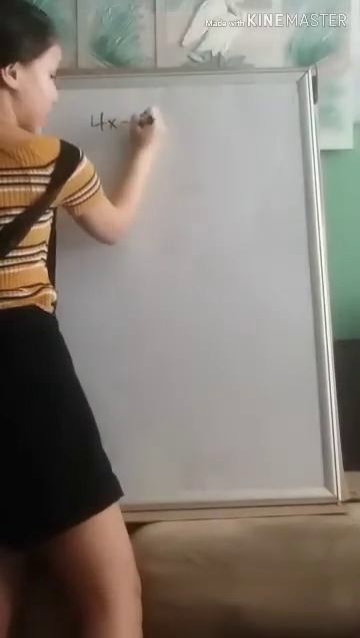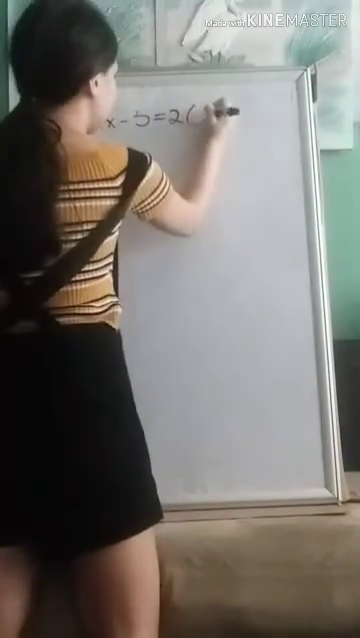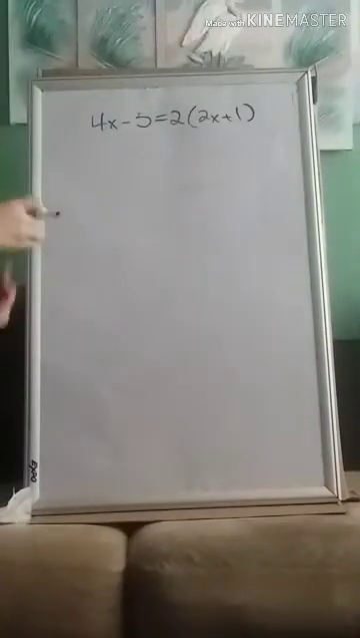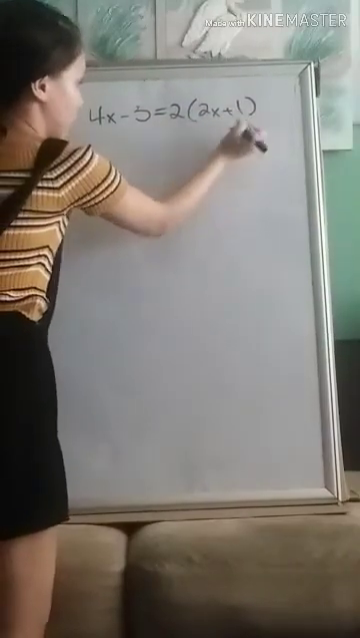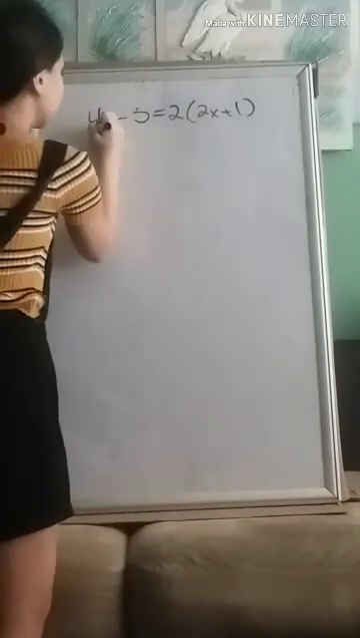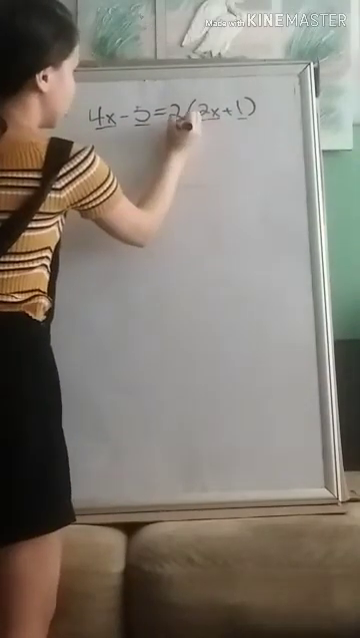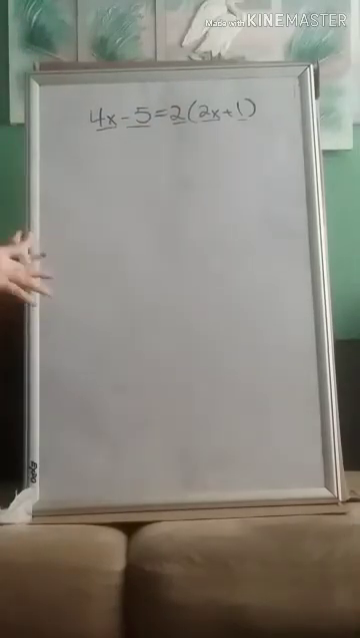Our next equation is 4x minus 5 equals 2, and in parentheses, 2x plus 1. This equation, we see, has 2 next to the parentheses of 2x plus 1. Just by looking at this, we already know what our variables and constants are. These are the variables. 5, 1, and 2. Well, actually, negative 5 is our constants.